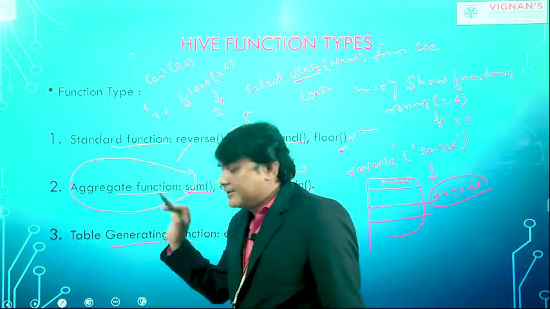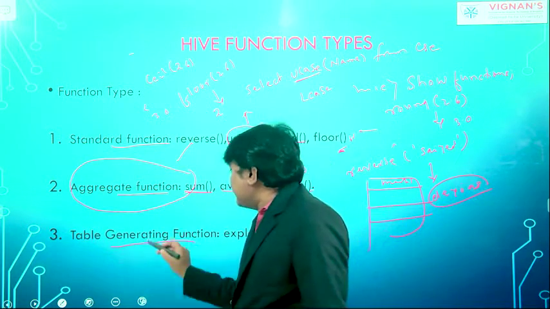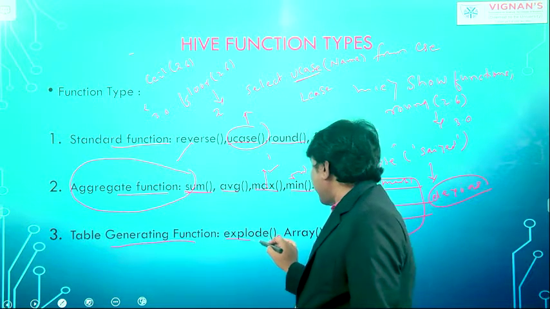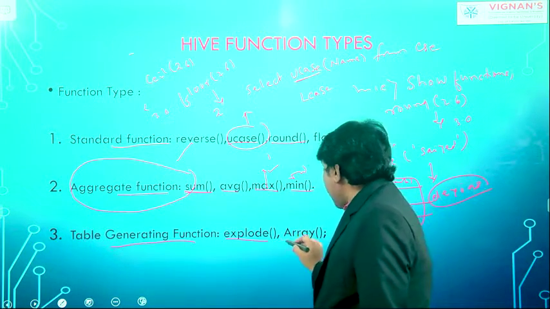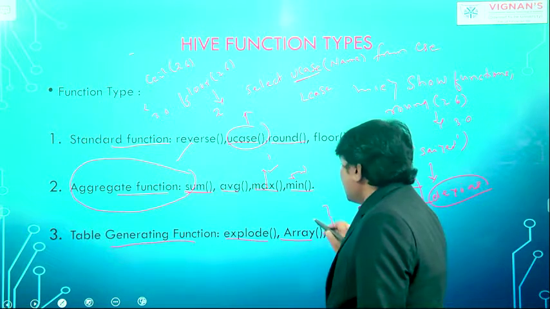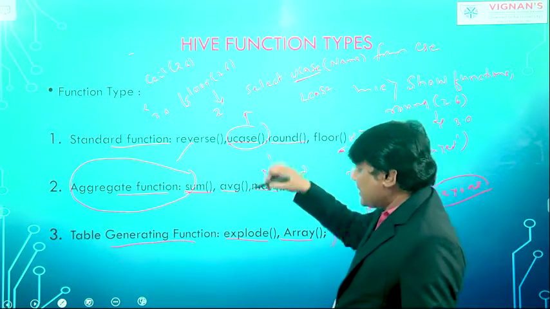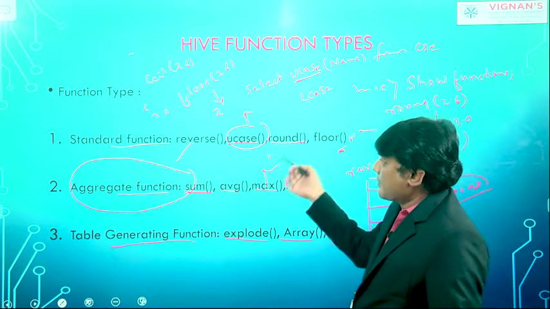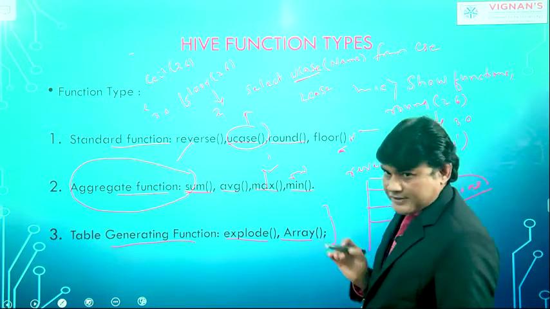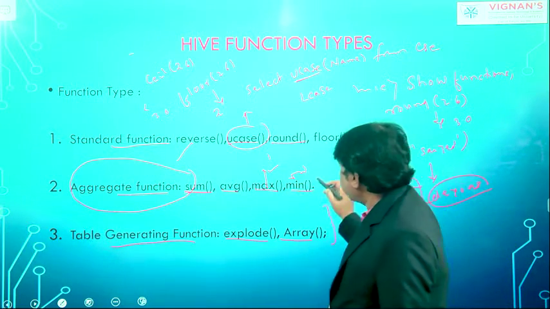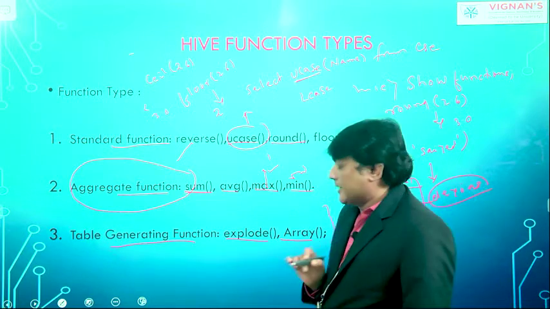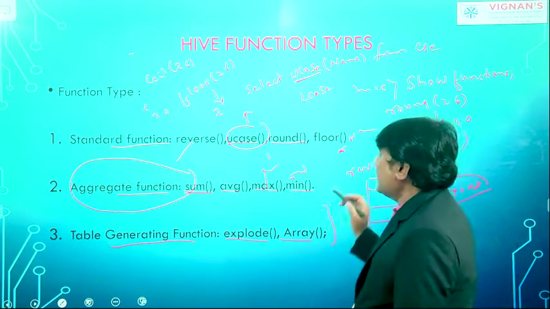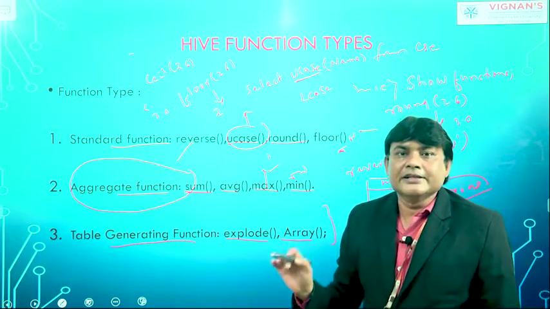Now we have the third category of functions, which is called table generating functions. Examples of these are the explode function and the array function. Now I will explain these two functions with some examples. Because the standard functions and aggregate functions we already know, since we studied them in different programming languages and also in databases. Now we are going to see table generating functions with some real-time examples through which we can understand better.